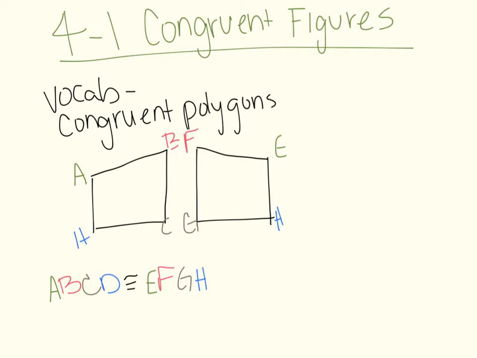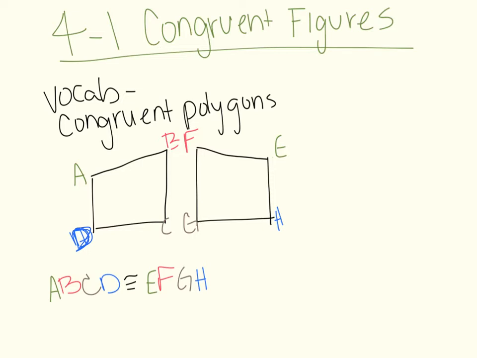You only have one vocabulary term that you need to make sure you know for this lesson, and that is congruent polygons. Congruent polygons are going to have congruent corresponding sides and angles. Corresponding means that they are in the same position. So for example, A and E are corresponding, B and F are corresponding, C and G are corresponding, and D, that should be a D, D and H are corresponding.